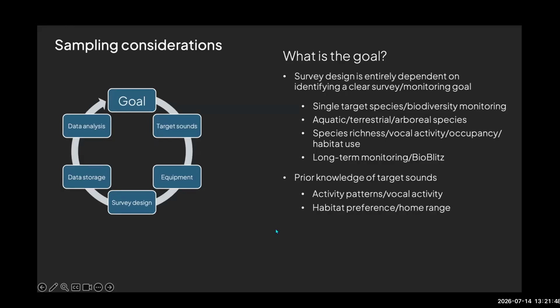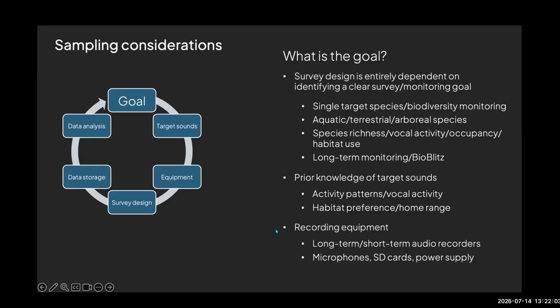particular location? Also, what kind of recording equipment do you have access to? Are you able to get more long-term audio recorders, or is it more of the smaller, cheaper, short-term battery-powered audio recorders? Similarly, what kind of microphones do you have access to? How many SD cards are you able to get, and what is the storage capacity of those? And again, with the audio recorders, are you able to get solar powered devices, or is it entirely dependent on battery? So all of these are some of those really important considerations to begin with to even start thinking about designing it.